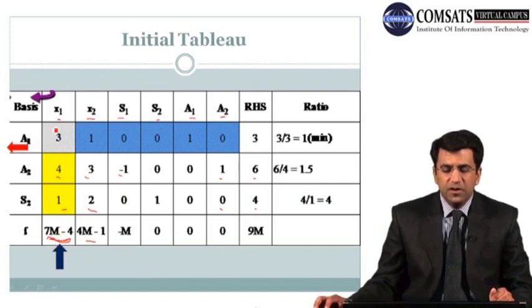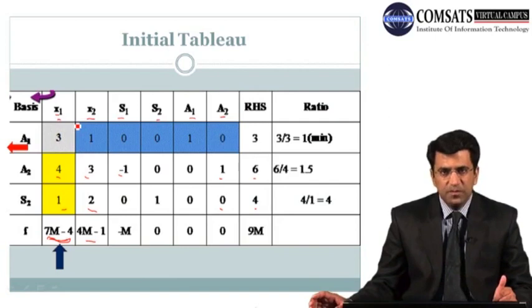So this particular column will be identified as the pivot column. This is our pivot column, and the corresponding non-basic variable, that is x1, will be our entering variable. You must remember about the entering variable, that it is the variable which corresponds to the largest coefficient of the objective function in the case of minimization problems. So in this particular case, x1 will be our entering variable.